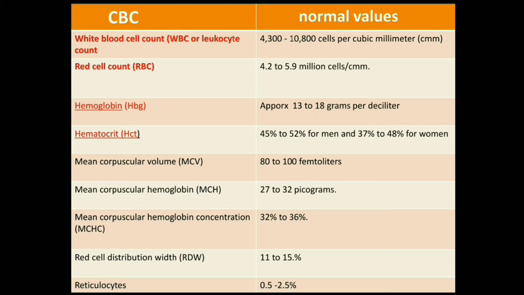Mean corpuscular volume is 80 to 100 femtoliters. Mean corpuscular hemoglobin range is 27 to 32 picograms. Mean corpuscular hemoglobin concentration is 32% to 36%. Red cell distribution width is 11 to 15%. Reticulocyte values are 0.5 to 2.5%.